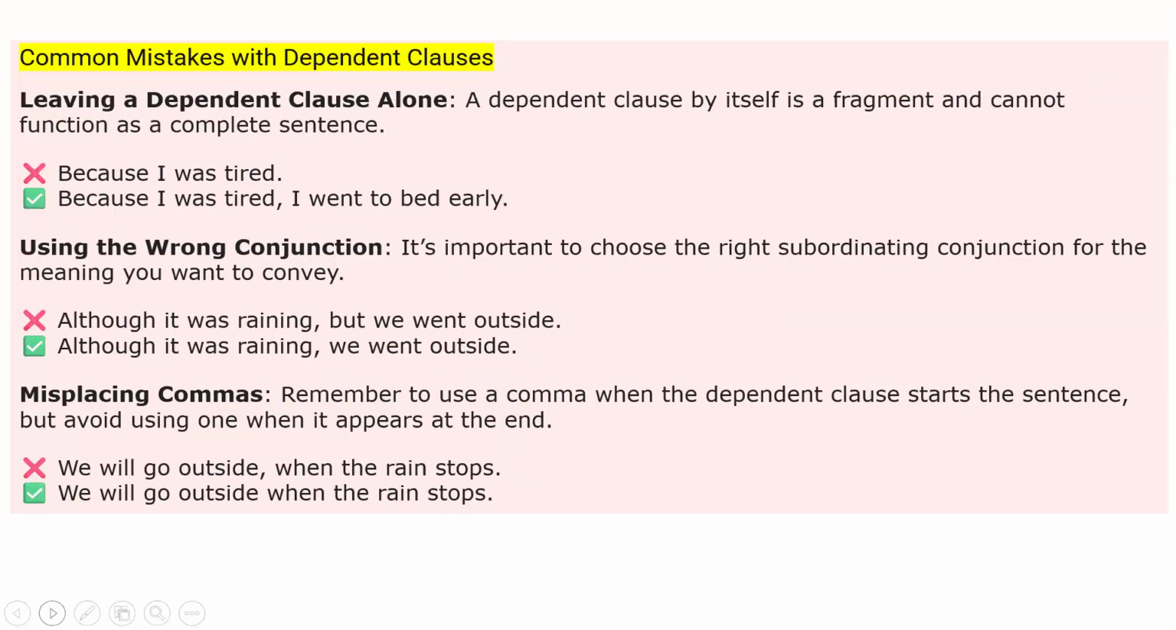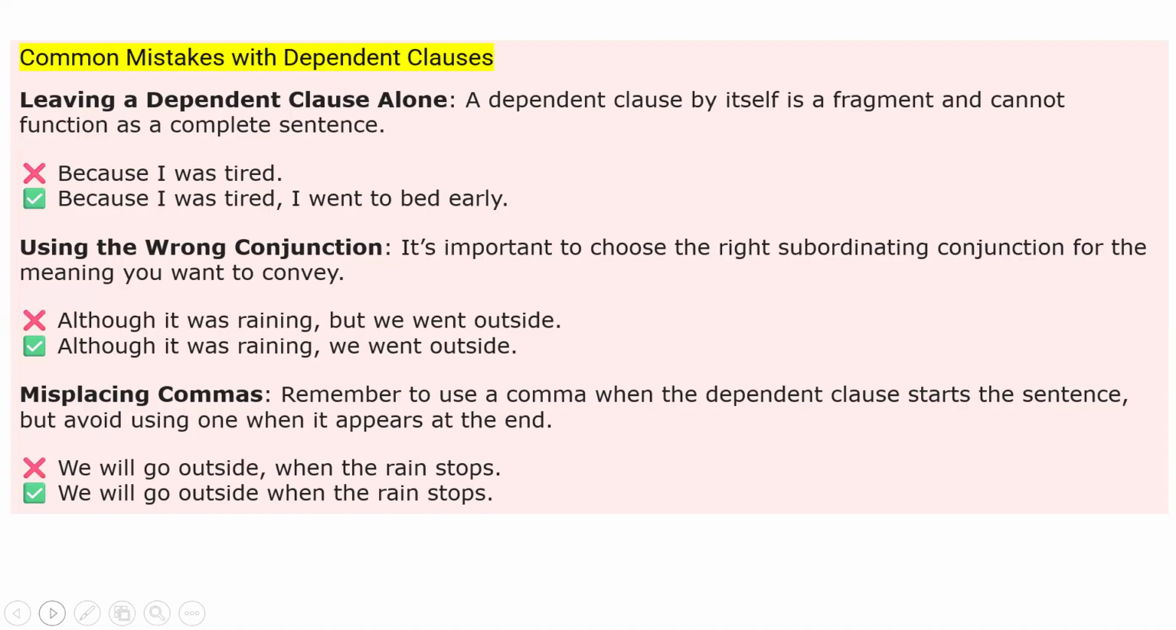So what are the common mistakes with dependent clauses? Because I was tired, is a wrong sentence. You have to complete it with an independent clause. Because I was tired, comma, I went to bed early. The second mistake we make is using the wrong conjunction. You have to read the subordinating conjunctions very thoroughly before using clauses in your sentences. Although it was raining, comma, but we went outside.